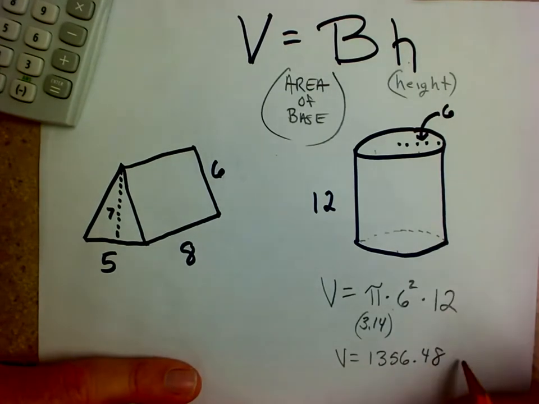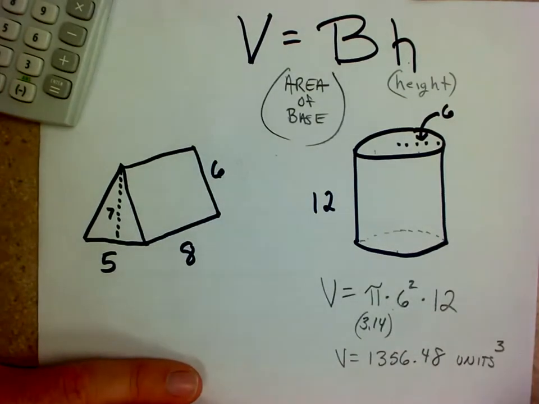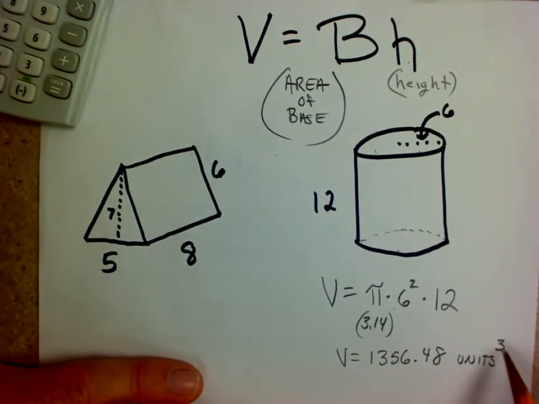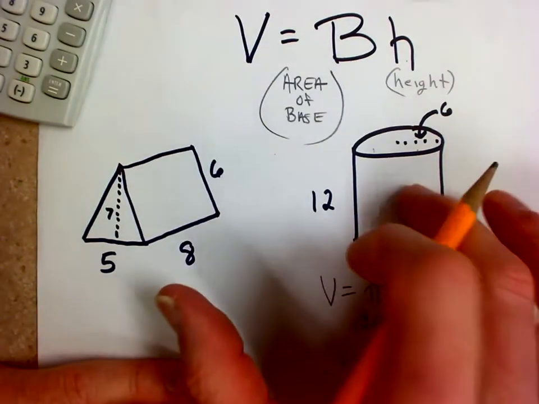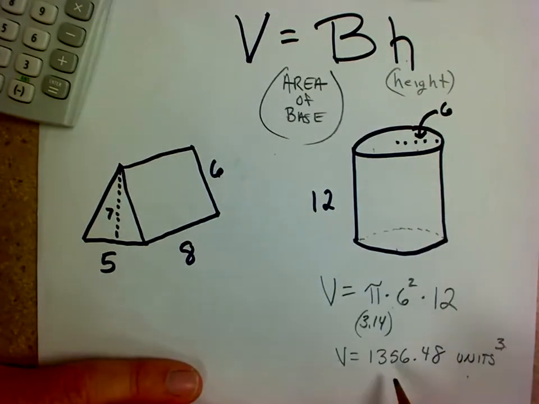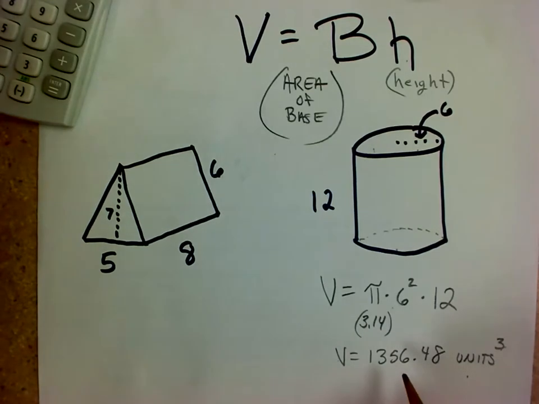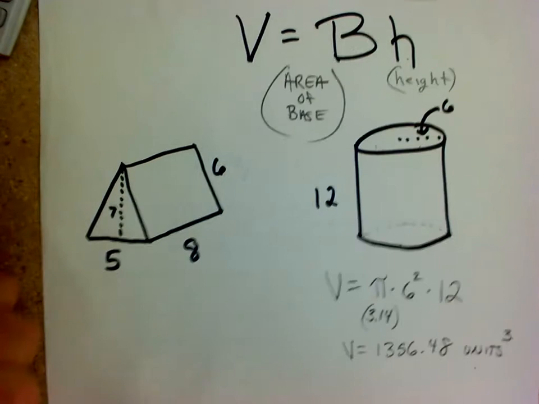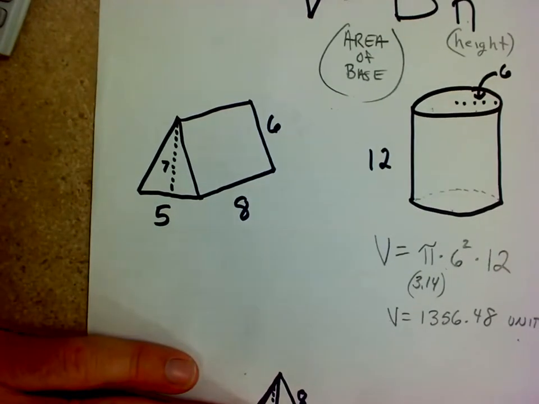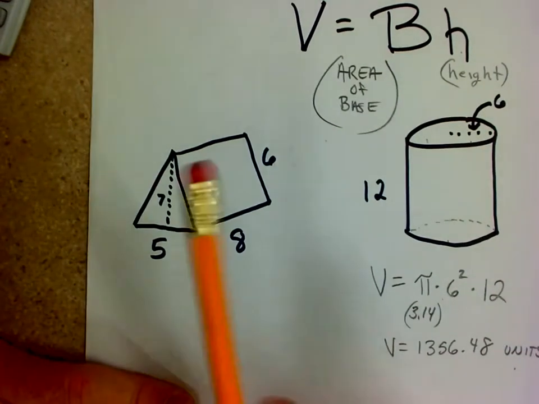I guess I forgot to label. So this would be cubic units. So remember, volume is three-dimensional, so we use cubic units when we label. That's telling us how much it would take to fill this drum up. 1,356 cubic units of water, whatever it may be. All right. So now we come over here to our triangle.